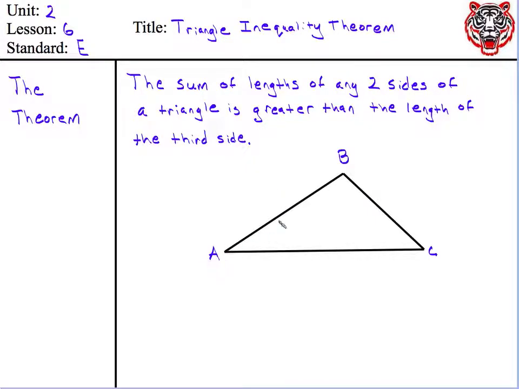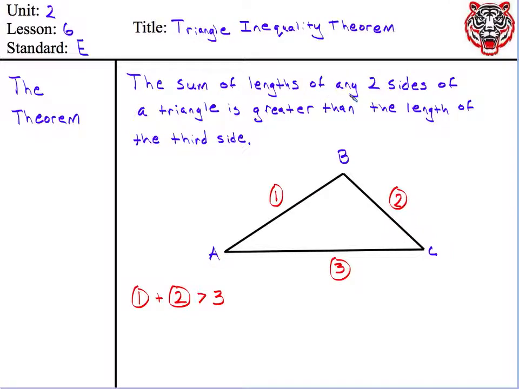So if I'm looking at our triangle ABC, I'm just going to choose some random side lengths. Maybe instead of labeling this A, B, and C, I'm just going to do numbers: 1, 2, and 3. So I'm going to say that 1 plus 2 has to be greater than 3.